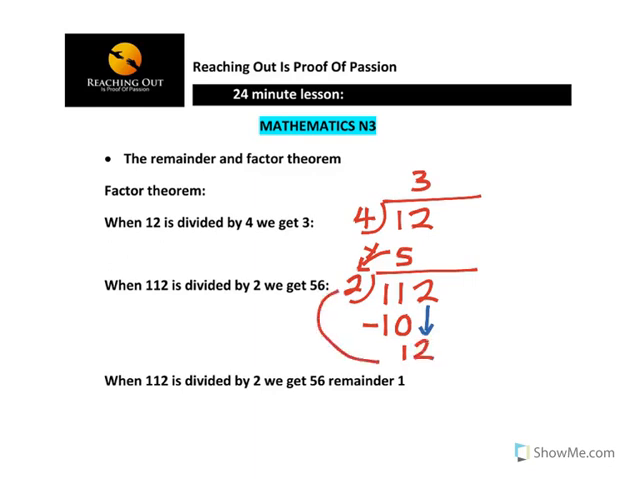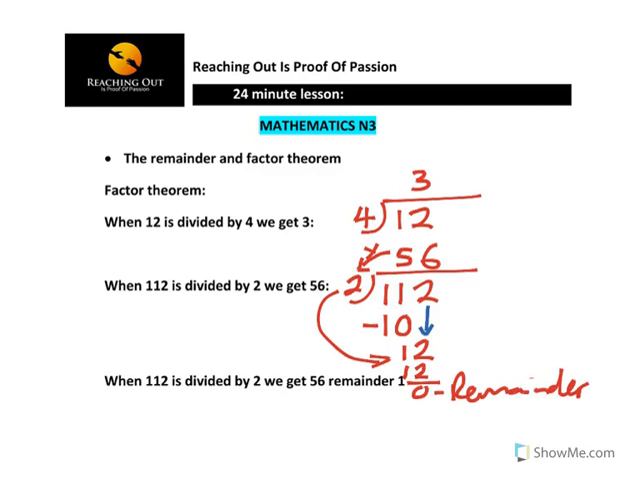Again, I'm saying 2 into 12, I'll get a 6. 6 times 2, I will get a 12. Now, 12 minus 12, everything is 0. So here, the remainder is 0. You can see that when 112 is divided by 2, we get 56 and the remainder is 0.